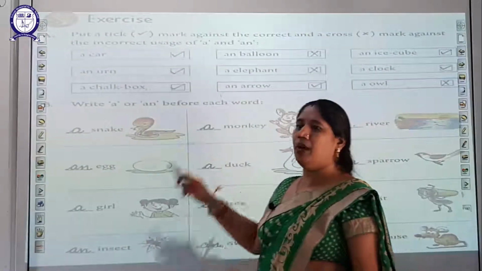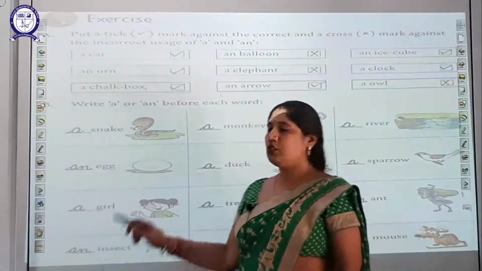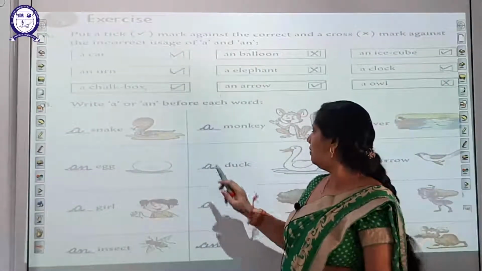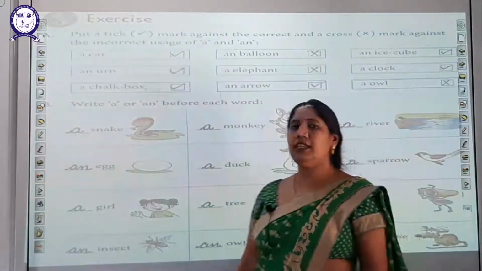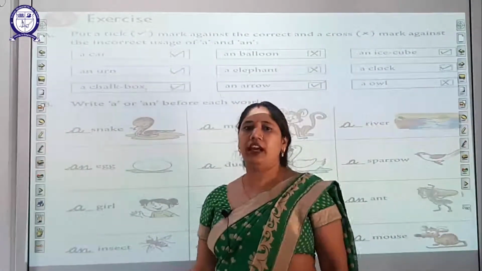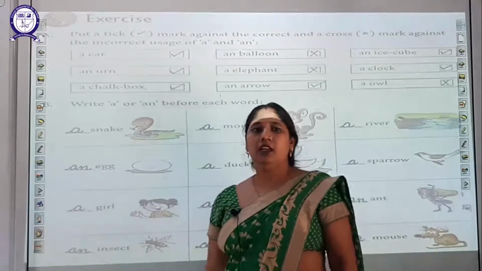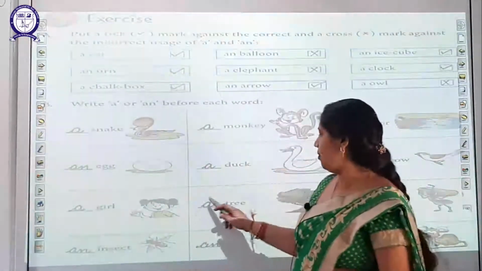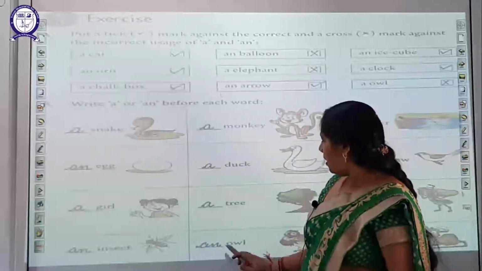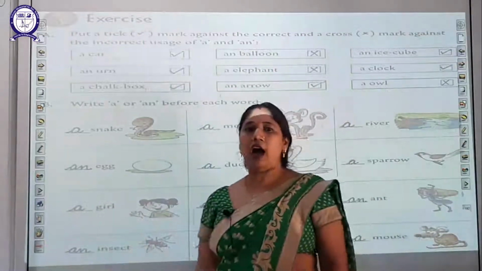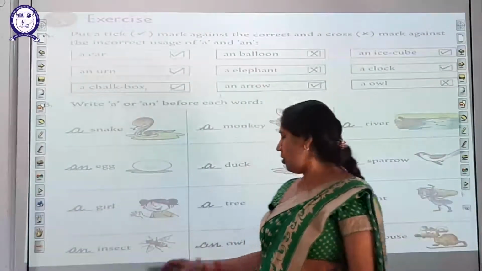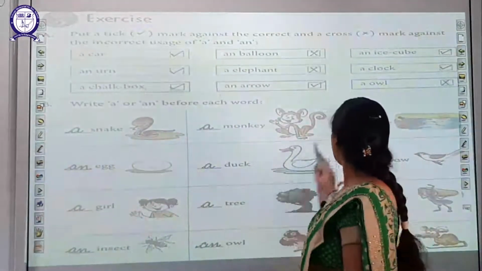Monkey. M is a consonant sound. So we have to mention here a. Duck. D is a consonant sound. So we have to mention here a. Tree. T is a consonant sound. So we have to mention here a. Owl. O is a vowel sound. So we have to mention here an.